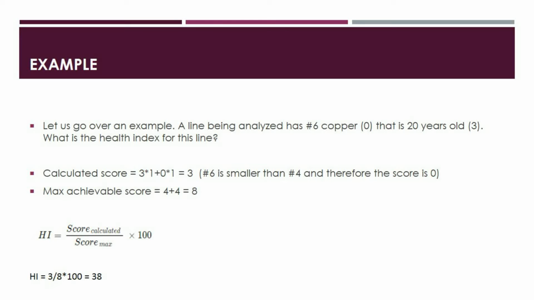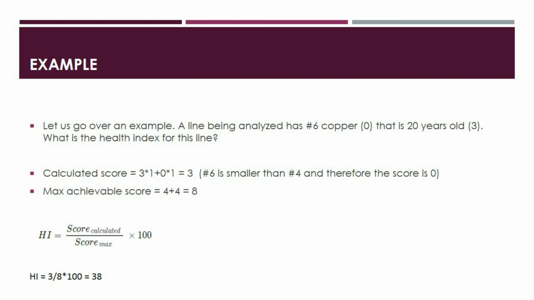Now, in this case, we will first calculate the score of the ratings, which will be just 3. Now, you may ask, is number 6 greater than number 4? Well, the thing is, the conductor ratings are actually quite different in terms of the number and the odds. So in this case, number 6 is actually smaller than number 4. So therefore, we're going to assign the rating as 0. So the calculated score is going to be 3, and the maximum achievable score will be 4 plus 4, which is equal to 8. So to calculate the health index, it'll be score calculated divided by maximum score attained times 100. So it's 3 divided by 8 times 100, which is 38.